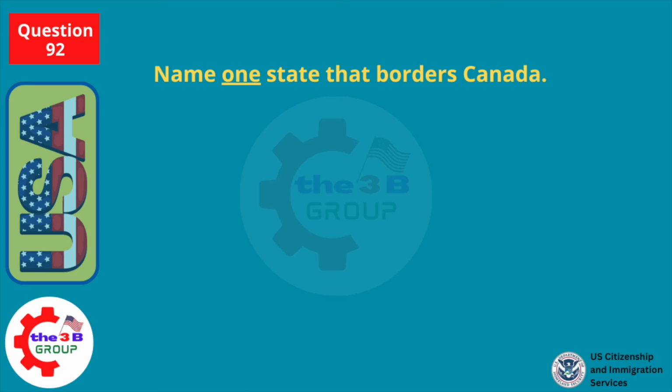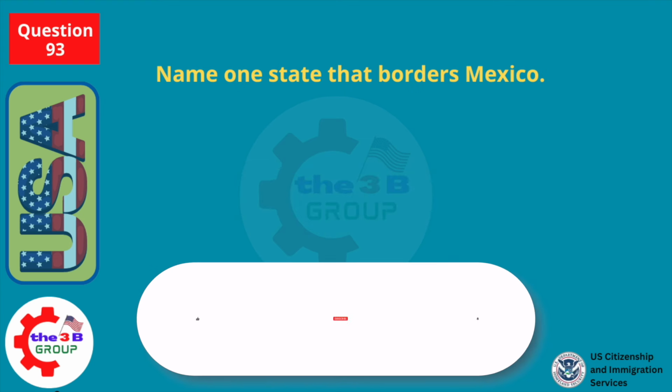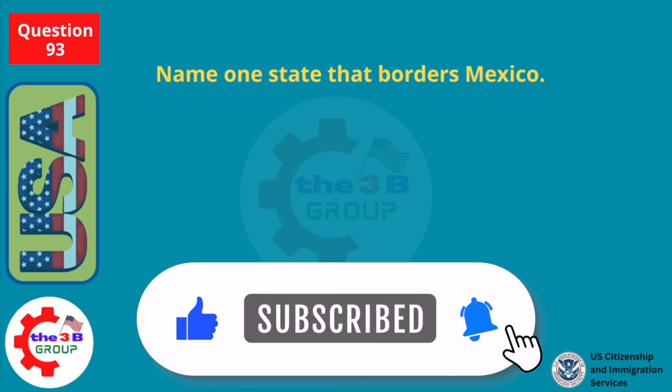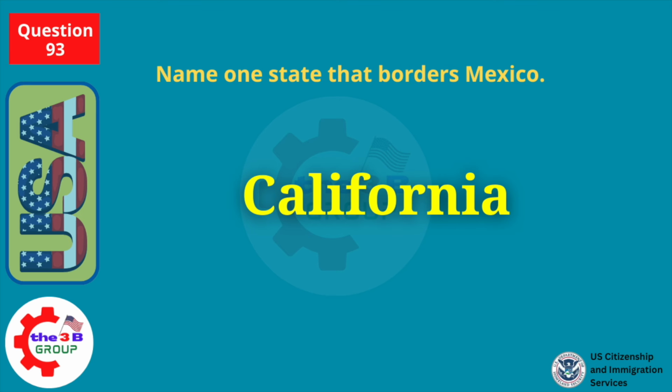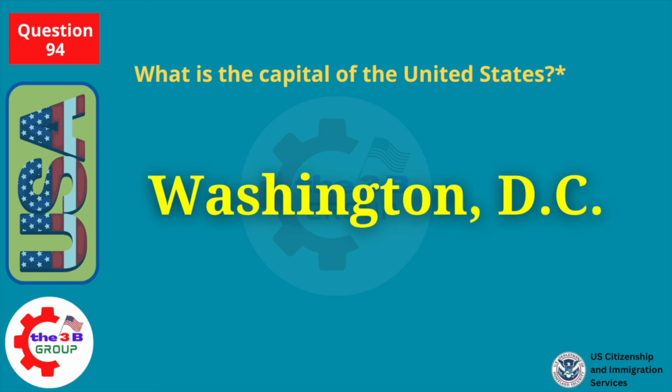Name one state that borders Canada. New York. Name one state that borders Mexico. California. What is the capital of the United States? Washington, D.C.